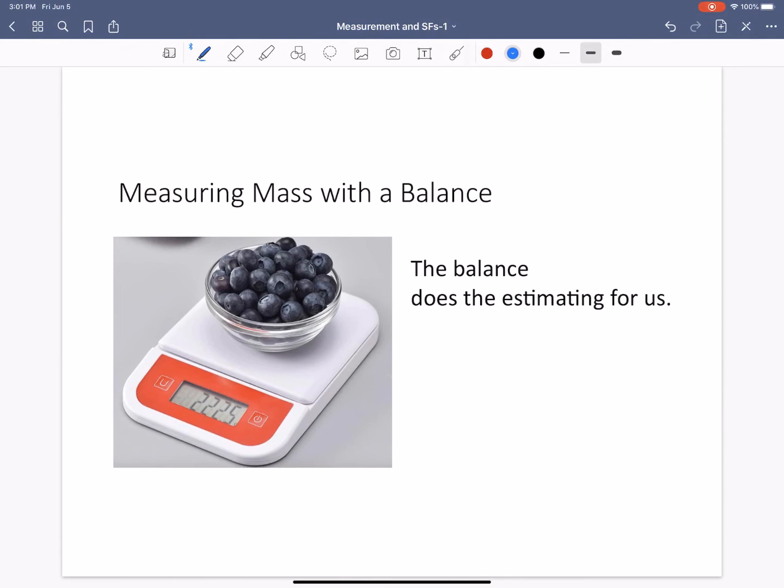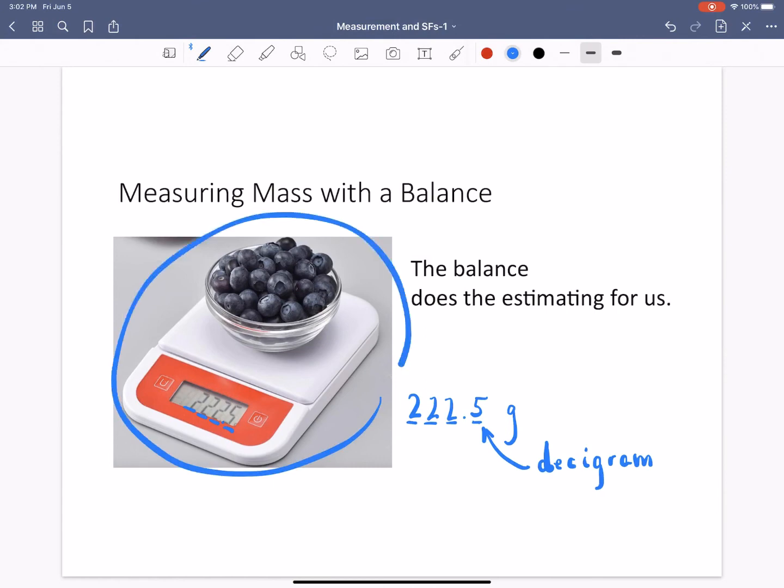We measure physical quantities, and one of those quantities is mass. Mass is measured in grams using a tool called a balance. When we measure mass, the balance does the estimating for us. Here we have a balance measuring a bowl of blueberries, and the blueberries have a mass of 222.5 grams. The balance has measured, and estimated the last digit for us, because the place value that is estimated was 1/10 of a gram, also known as the decigram.